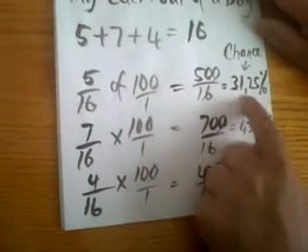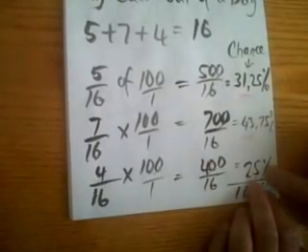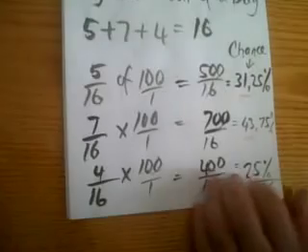Do you understand that piece? And you divide it on the calculator, 31.25. That's 43.75, and that's 25%. If you add that up, you must get to 100%, because that will give you all the marbles in your bag.